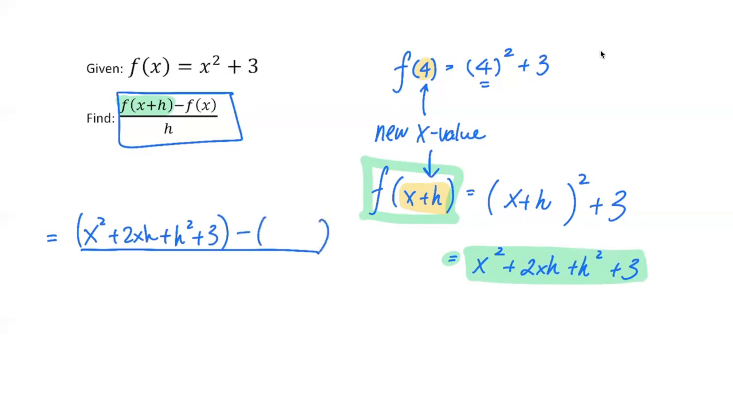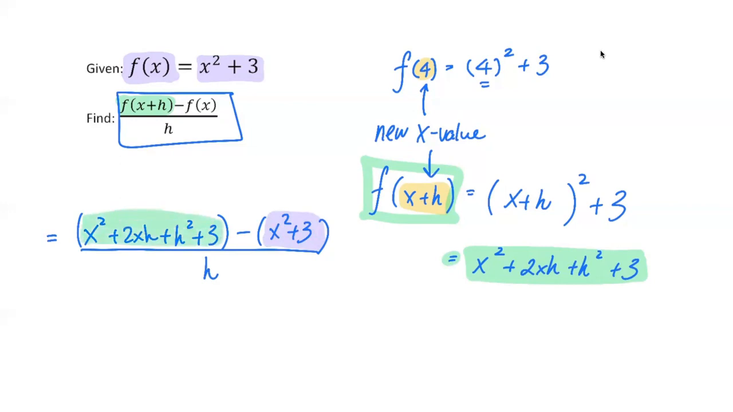Okay, minus f of x. Well, what's f of x? Well, f of x is this one, right? This is f of x. And what is f of x here? x squared plus 3. So we will put x squared plus 3 in this place, and then the whole thing over h. So let me just go ahead and highlight it one more time so that it is very well color coded to avoid any kind of confusion.